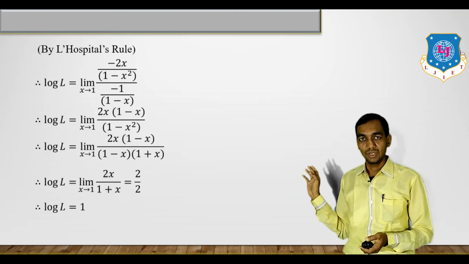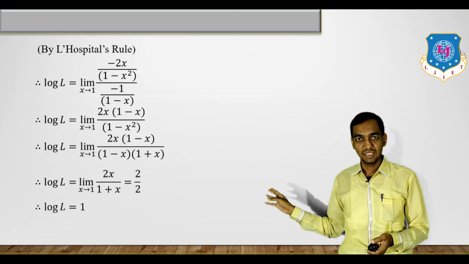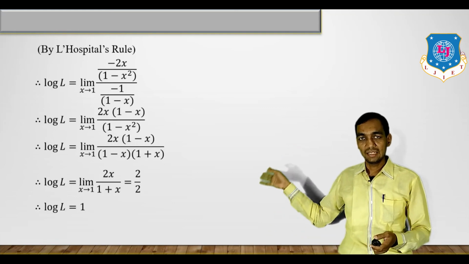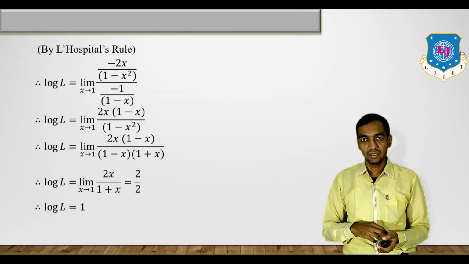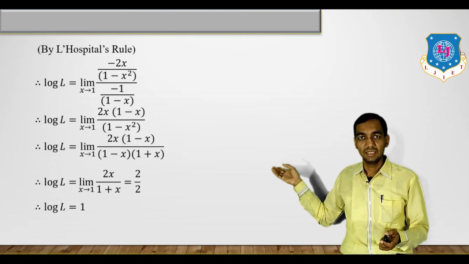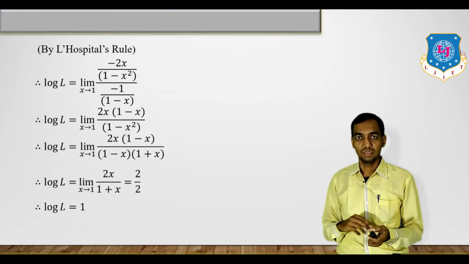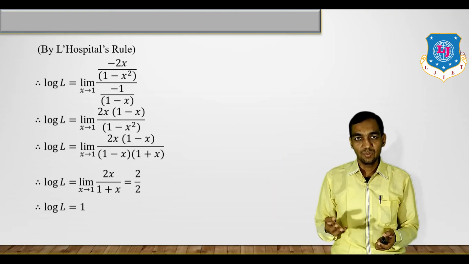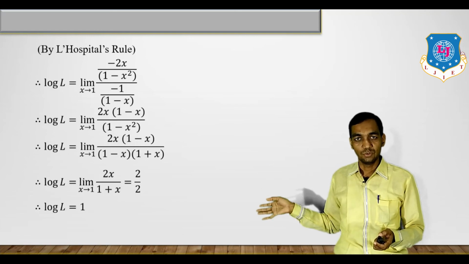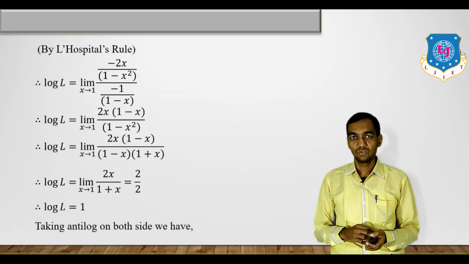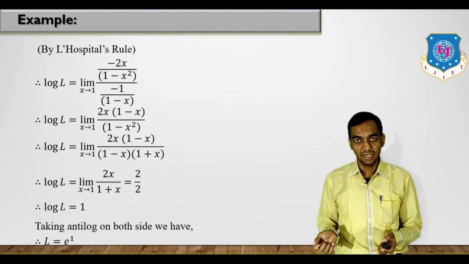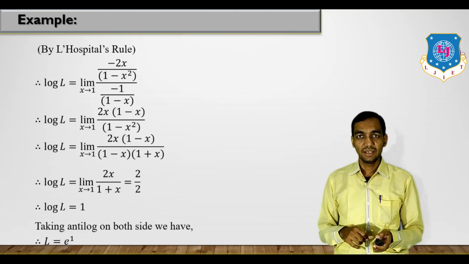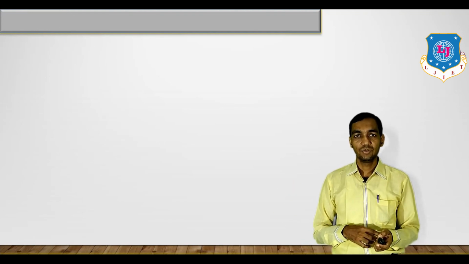Factorize the denominator, 1 minus x square has factors 1 minus x and 1 plus x. So 1 minus x will be cancelled out from numerator and denominator, and the remaining part is 2x upon 1 plus x. If you apply the limit, then this has a value 2 by 2, which is 1. So log L has a value 1, so taking anti-log both sides, capital L has a value e raised to 1, and that will give you the answer.